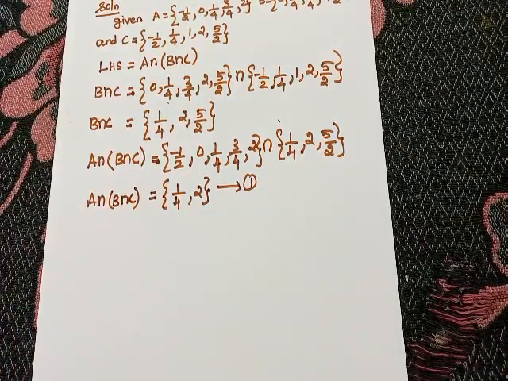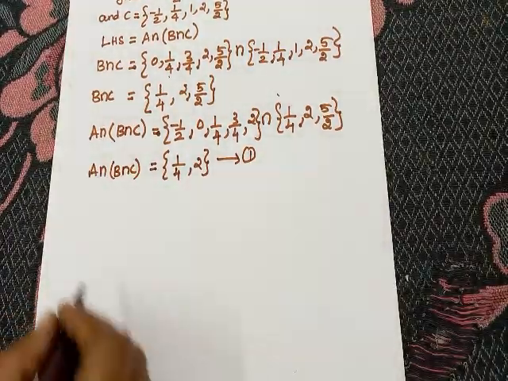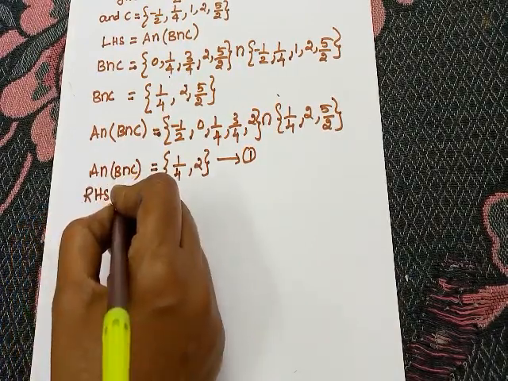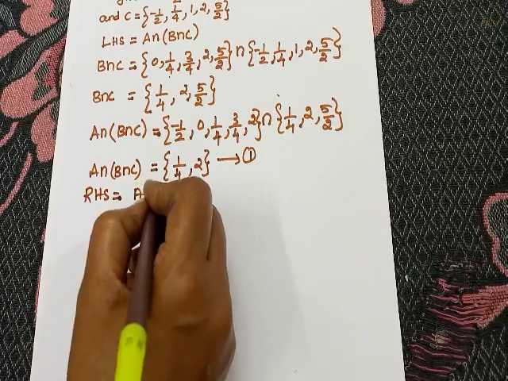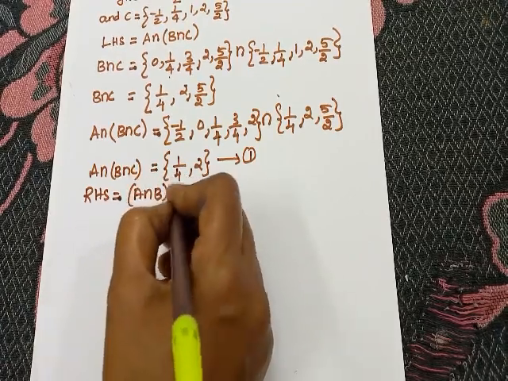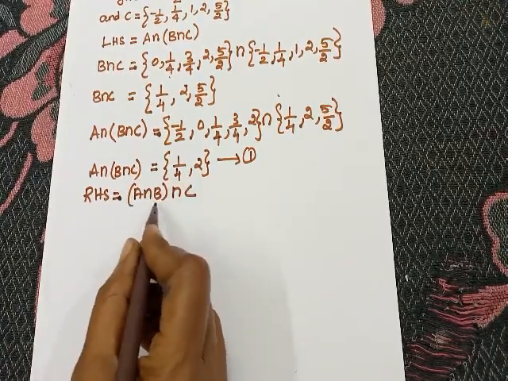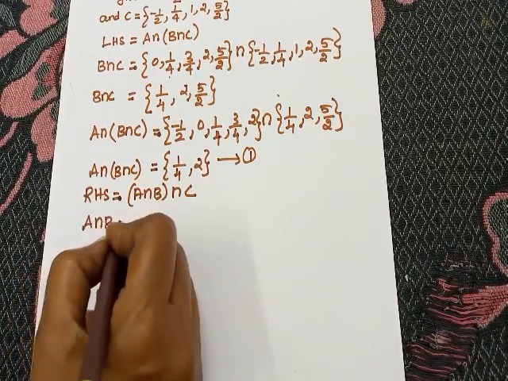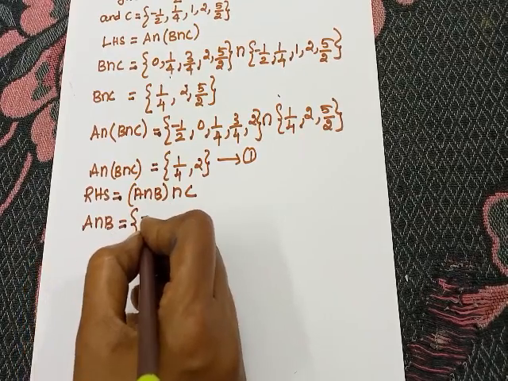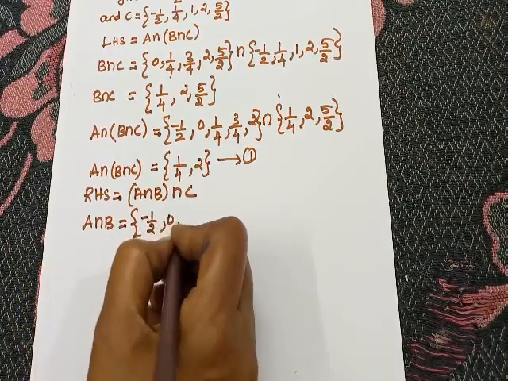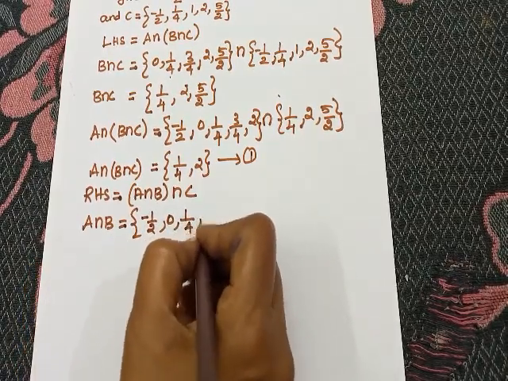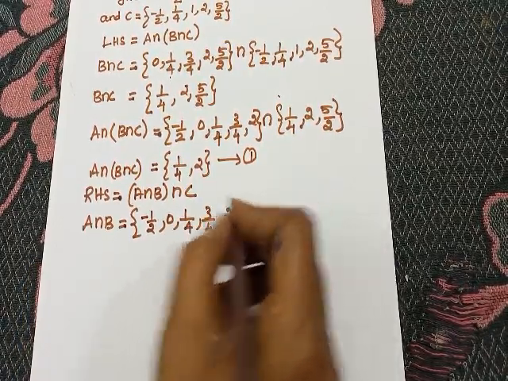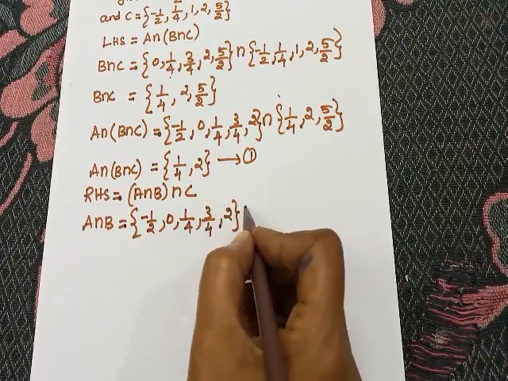Okay, LHS over. Similarly, the RHS side we have to take. RHS is equal to, what is the RHS side? (A intersection B) intersection C. First of all, this A intersection B we have to find out. Okay, so A intersection B is equal to the set A, that is {-1/2, 0, 1/4, 3/4, 2}, intersection this one, B.